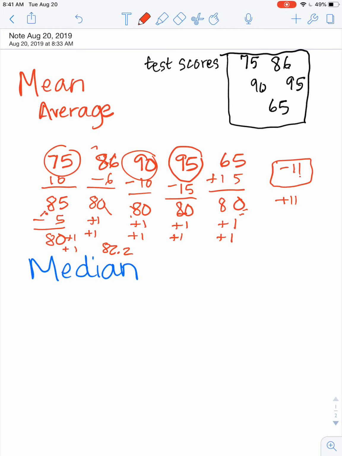But I can really check that out a lot easier by simply adding all of my numbers. So I put all of the points into one big pot. So I have 75, 86, 90, 95, and 65. And I want to add all of those up. So I have 5, 10, 15, 21, 18, 19, 20, 28, 29, 30, 35, 41. I think that's right.